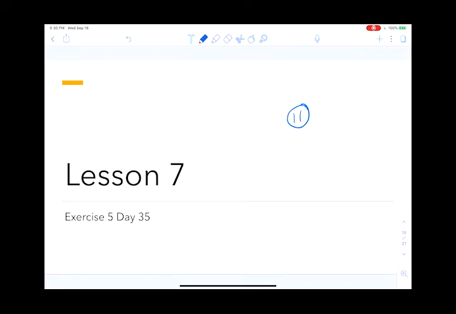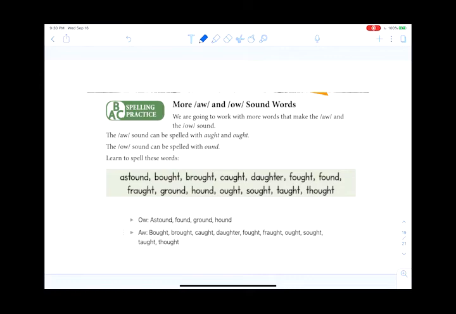Today we will do some spelling practice with more ah and ow sound words. The ah sound for today can be spelled with a-u-g-h-t and o-u-g-h-t. The ow sound can be spelled with o-u-n-d, ound. Learn to spell these words.